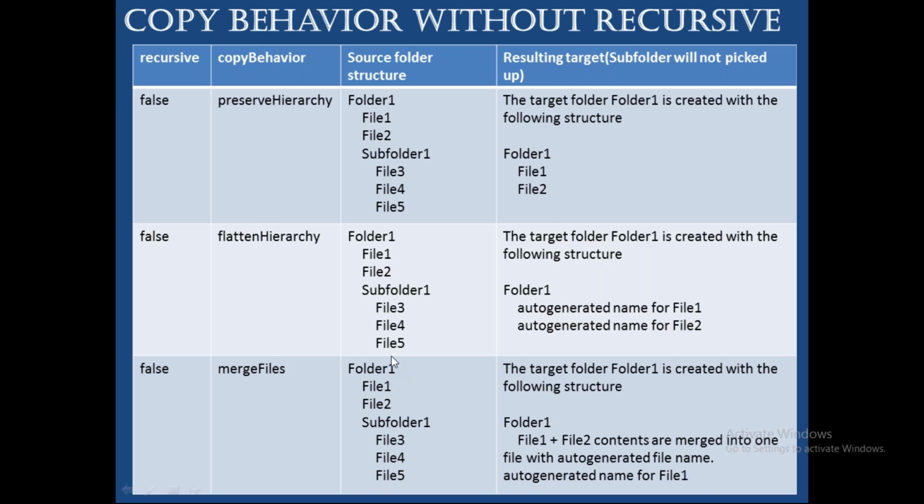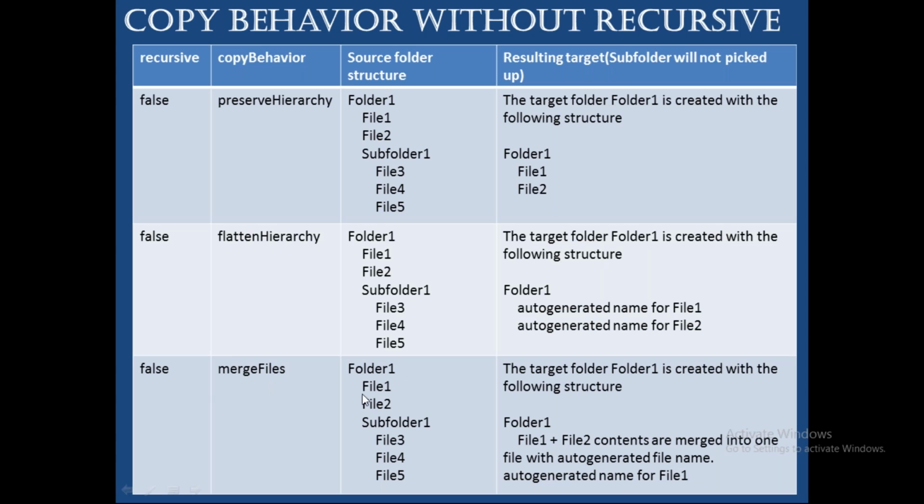Okay, next, here folder 1, file 1, file 2, subfolder file 3, file 4, file 5. Now what happens, recursive is false. That's why your copy activity is going to merge the content of your file 1 and file 2, and it will ignore file 3, file 4, file 5. It is going to just merge the content of file 1 and file 2. It will not consider your subfolder because recursive is false here.